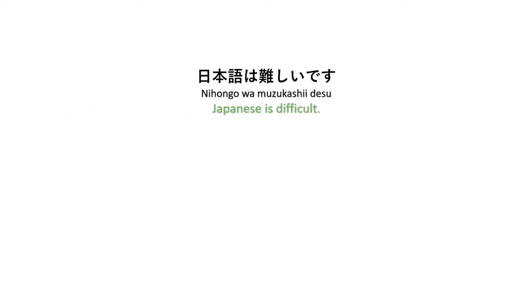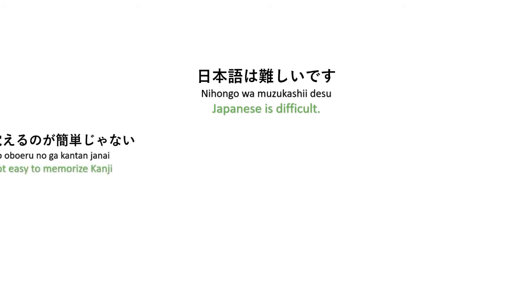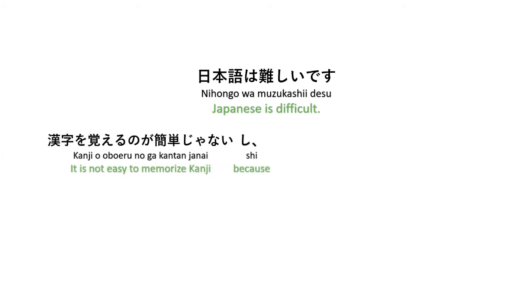Now we can also use the negative form for the explanation. Nihongo wa muzukashii desu. That is the situation and the explanations are kanji o oboeru no ga kantan janai shi. So here, kantan janai is a negative form. So it means not easy.